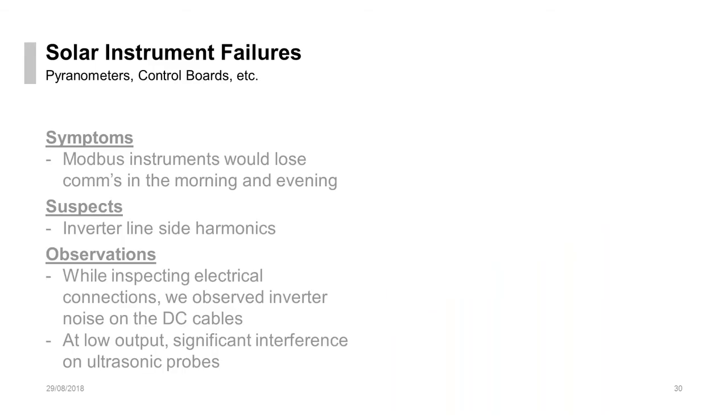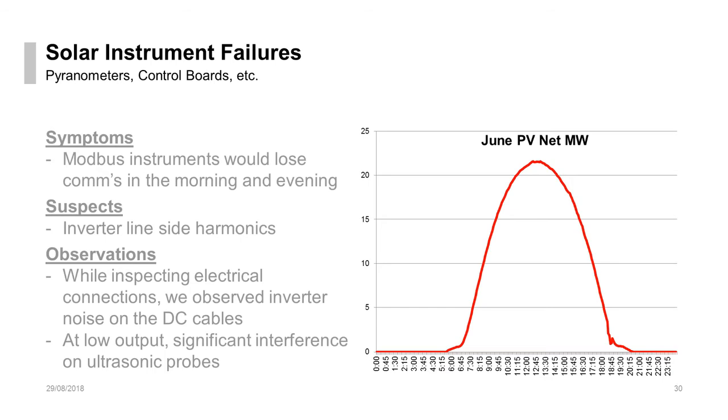Our second case that we're going to talk about is solar instrumentation failures that we've been suffering at some of our photovoltaic facilities in Minnesota. So we're investigating this right now, but some of the symptoms that we're seeing are that our Modbus instruments are losing communications in the morning and the evening. And what we're suspecting is going on is that in the morning and evening, the inverters are very lightly loaded.